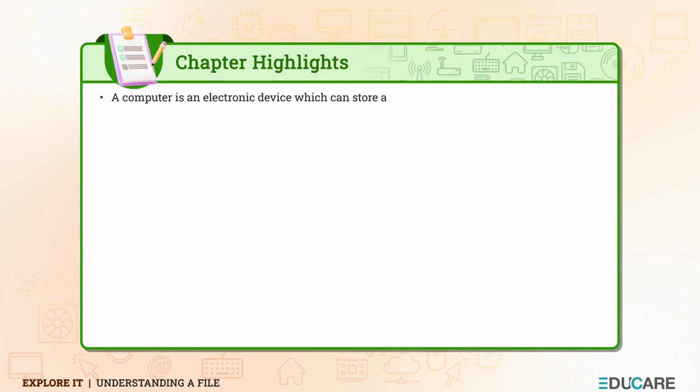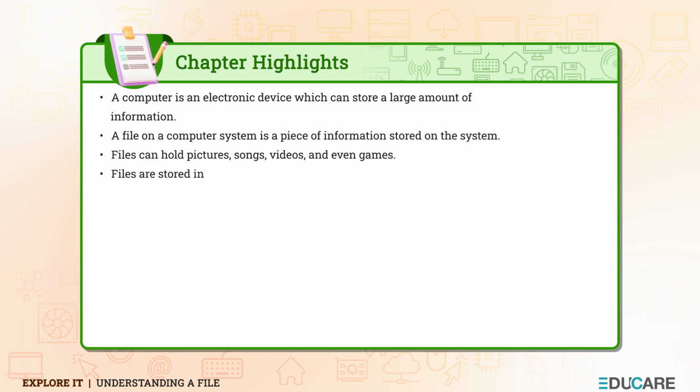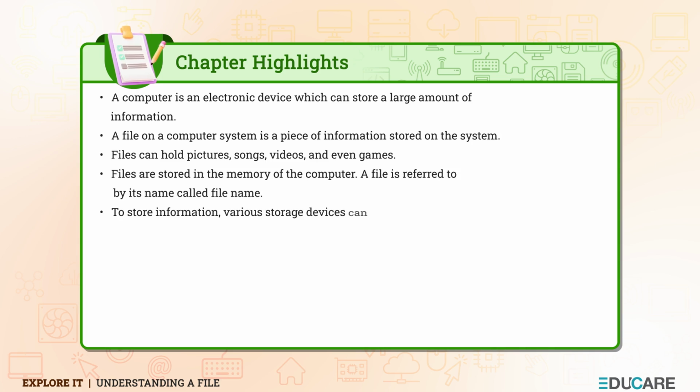Chapter Highlights. A computer is an electronic device which can store a large amount of information. A file on a computer system is a piece of information stored on the system. Files can hold pictures, songs, videos, and even games. Files are stored in the memory of the computer. A file is referred to by its name called file name. To store information, various storage devices can be used like hard disk, pen drive, etc.